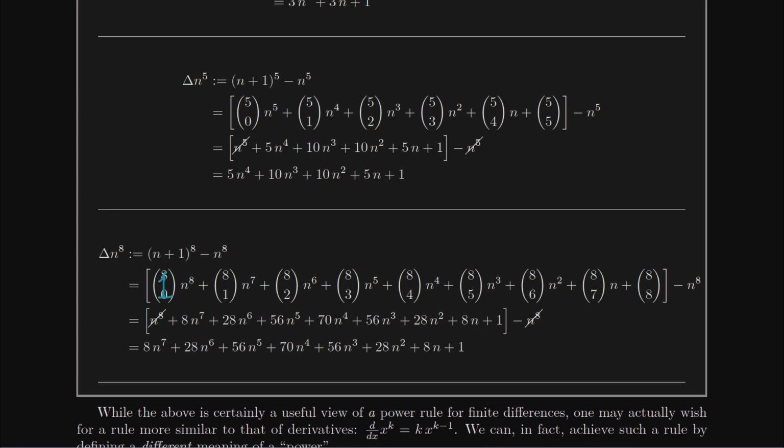Ends up being 1, 8, 28, 56, 70, 56, 28, 8, and 1. And once again, I'm going to take descending powers of n: 8, 7, 6, 5, 4, 3, 2, 1, n to the 0. And then the very first term is the term that cancels, so n to the eighth cancels with n to the eighth, and I'm left with, as my actual computation for delta n to the 8, 8n to the 7, plus 28n to the 6, plus 56n to the 5th, plus 70n to the 4th, plus 56n cubed, plus 28n squared, plus 8n plus 1.